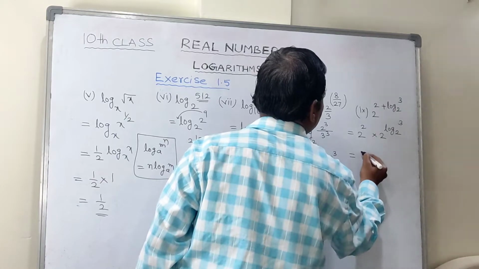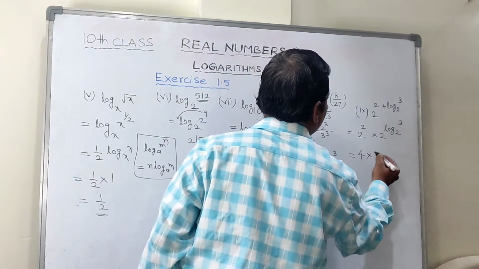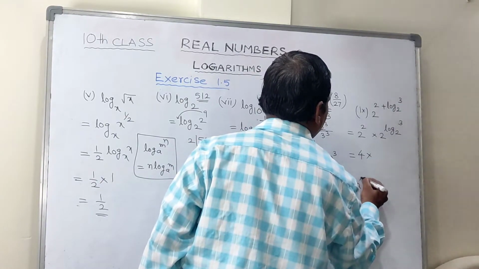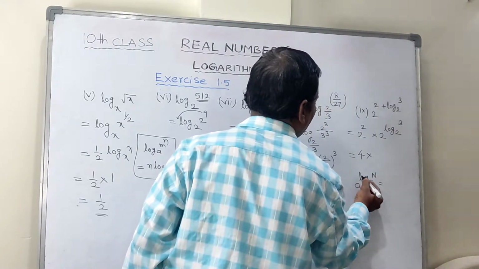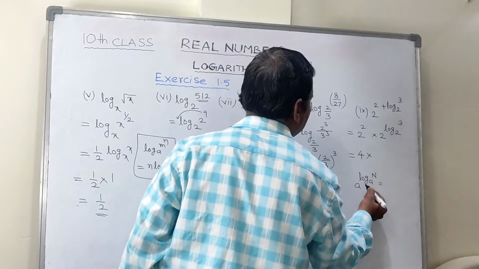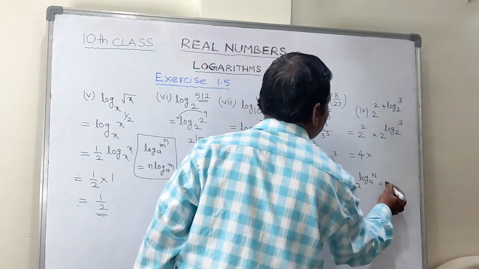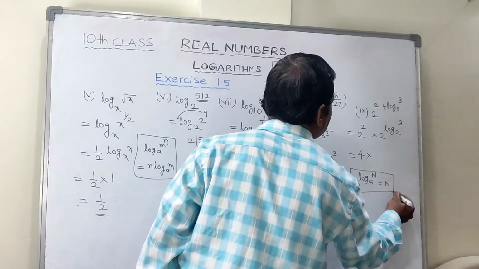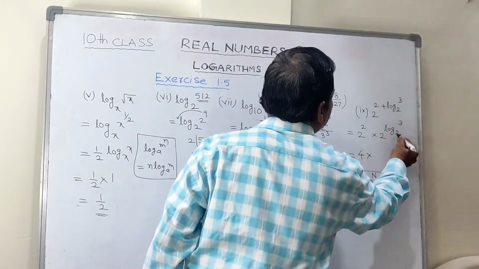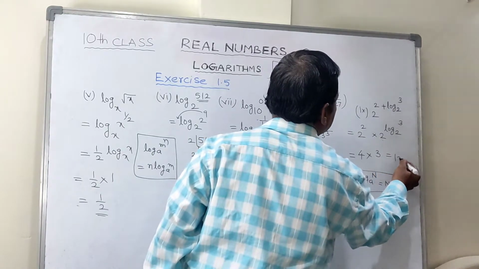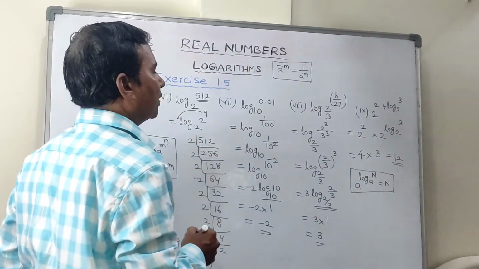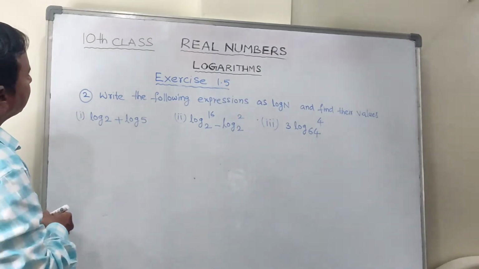Here 2 squared means 4, and there is one formula. What is that? Log a to the power of n to the base a equals directly n. So here these two are equal, which means it is directly equal to 3. 4 3s are 12. Like that we have to do. Now see the second bit.